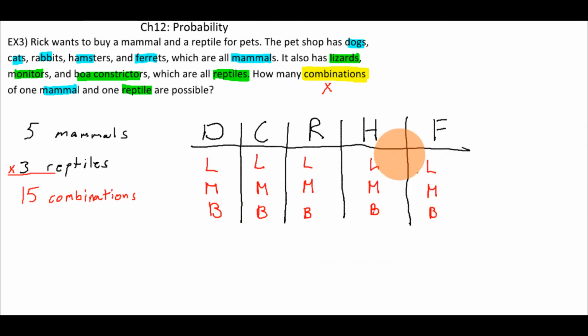And if we were to actually add up all of the different possibilities within the sample space, well, there are 1, 2, 3, 4, 5, 6, 7, 8, 9, 10, 11, 12, and 13, 14, 15 combinations again.